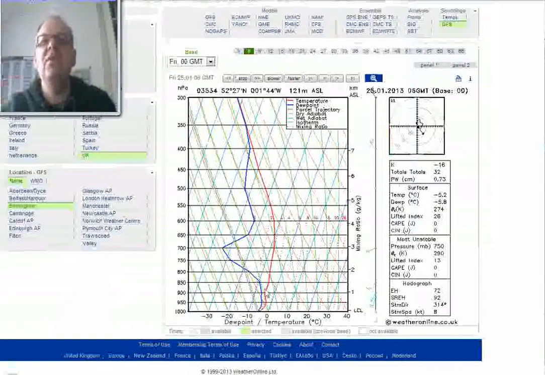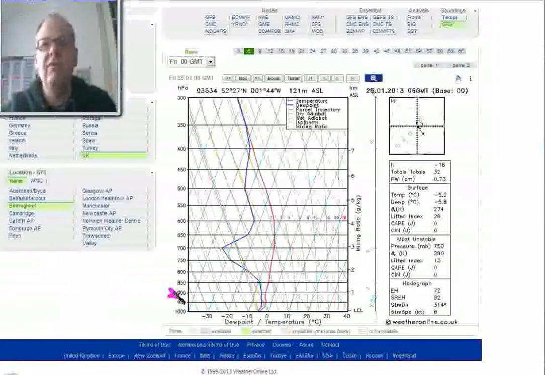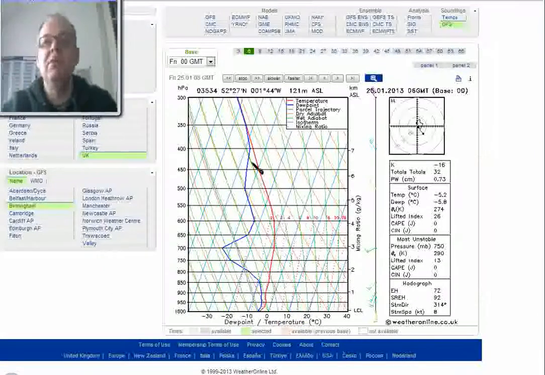This is for Birmingham, and this is for 6 o'clock this evening. Now, this is height running up here, and this is temperature running along the bottom here. This is basically a piece of graph paper that has temperature and dew point plotted on it. Temperature is the red line here, the curve you can see there. Blue is the dew point, and it's the forecast from the GFS model for 6 o'clock this morning.